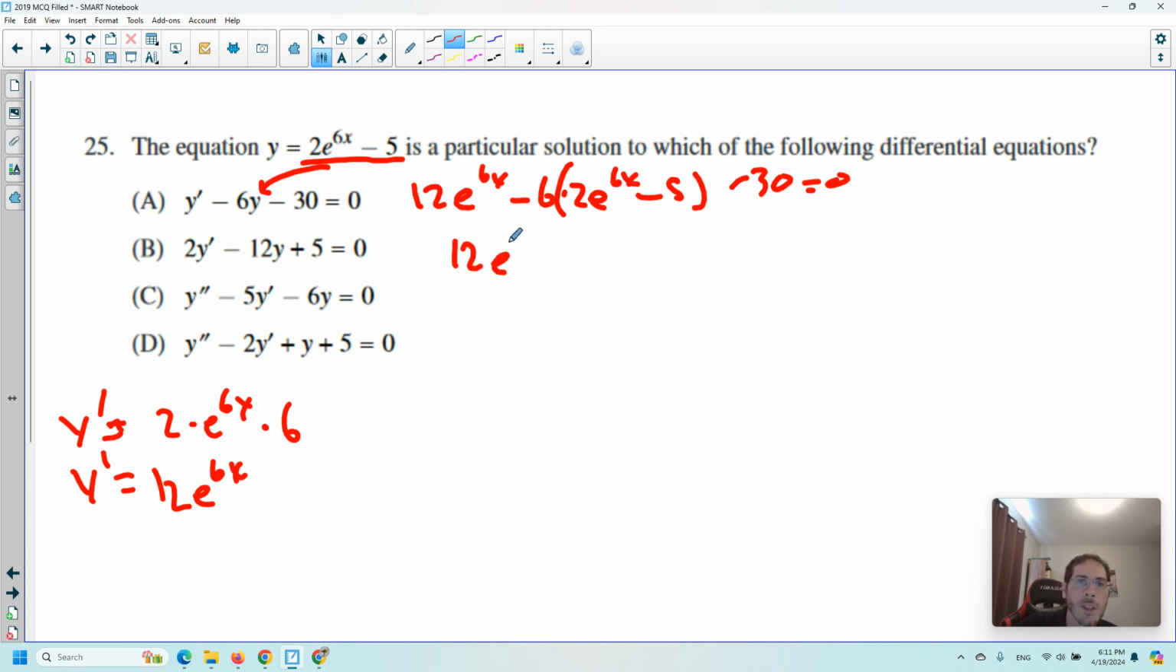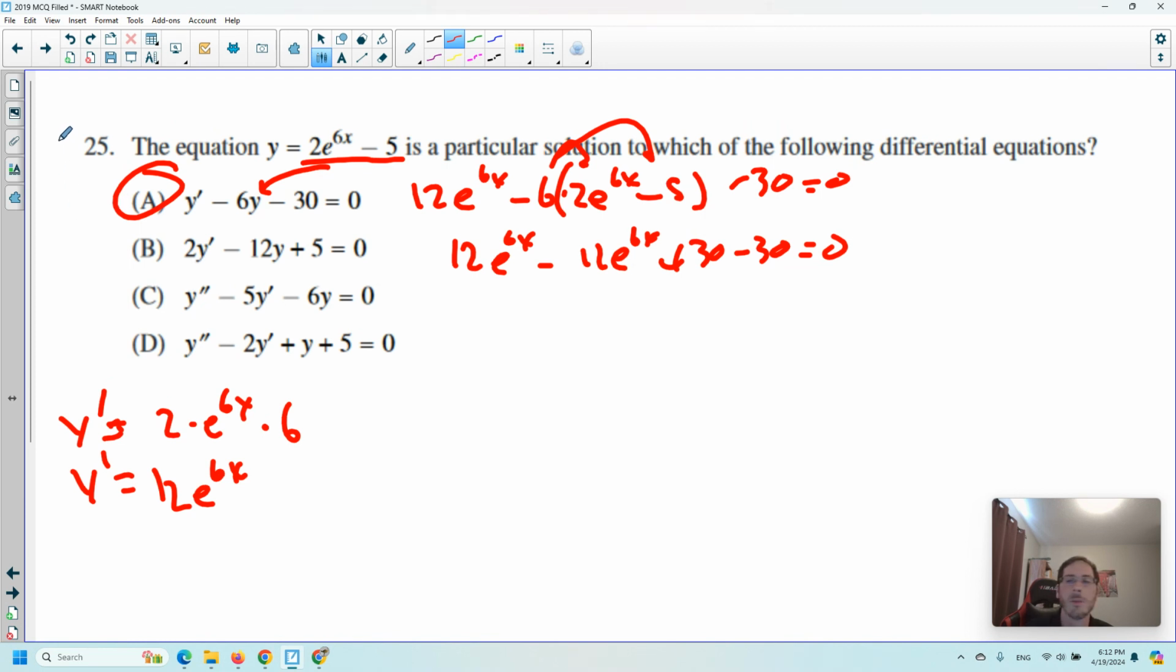All right, 12e to the 6x minus, excellent. We distribute: 12e to the 6x plus 30 minus 30 equals 0. We are good to go. I think we got it in one. I'm going to trust that, and I'm going to move on, and I'm going to hope we did that right.